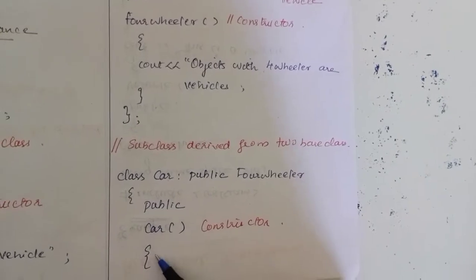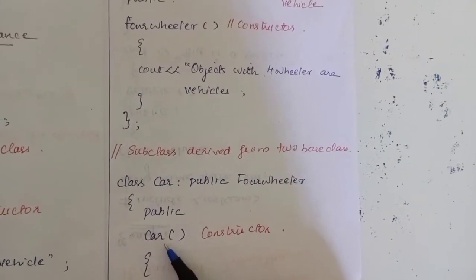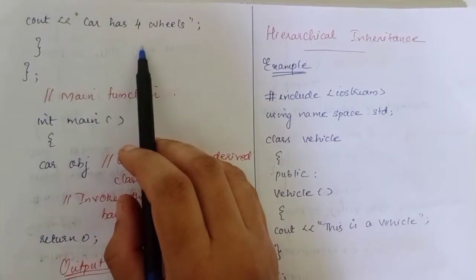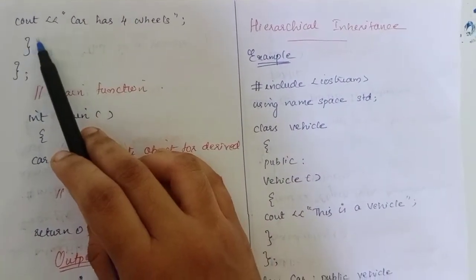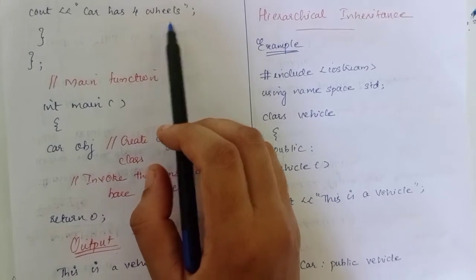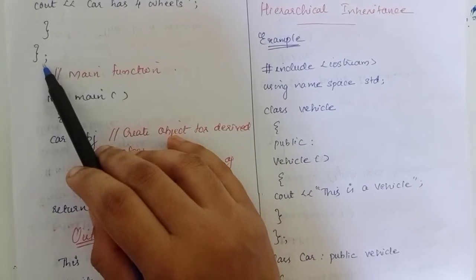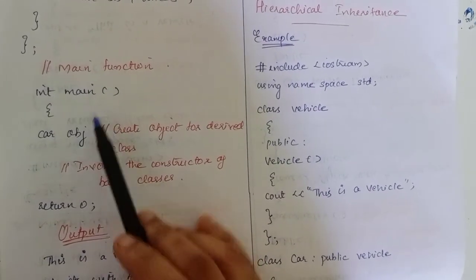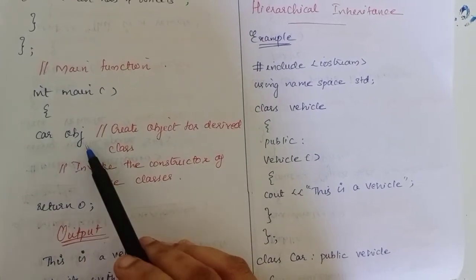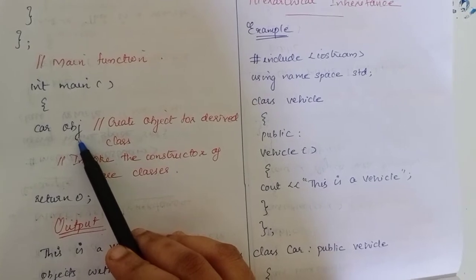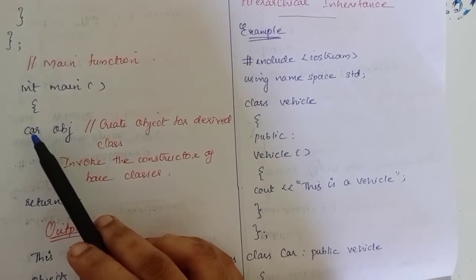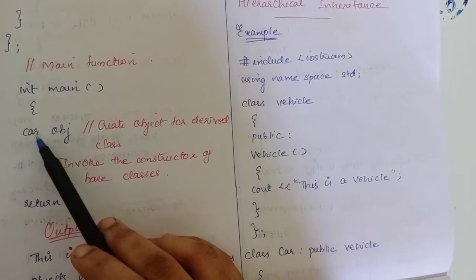Then public, again I created a constructor car. Then this is the thing inside the constructor: cout car has four wheels. Then close the class. Then I am going to start the main function. Then I am going to create the object for the subclass. So car is the subclass and the base class of the subclass is four-wheeler.